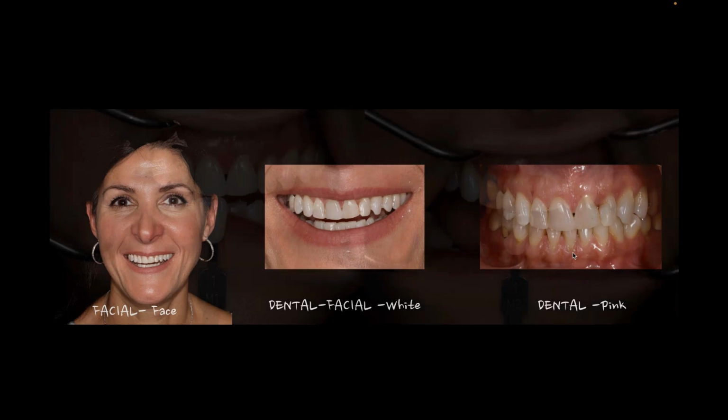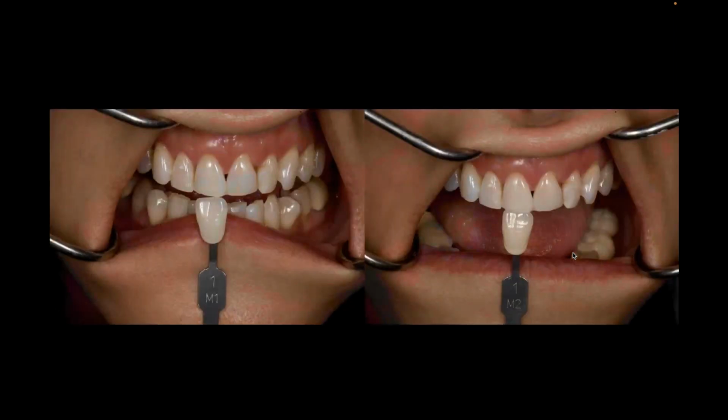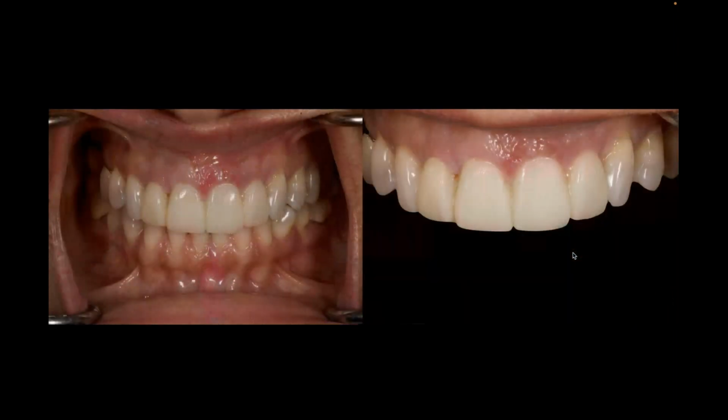We're going to look at the coloration. The patient was very unhappy with their little black triangle and the chipping and the discolorations. So we're going to treat this as a minimally invasive veneer case.